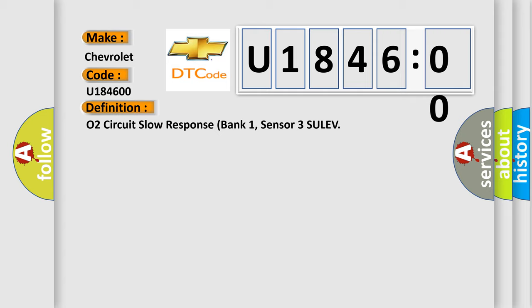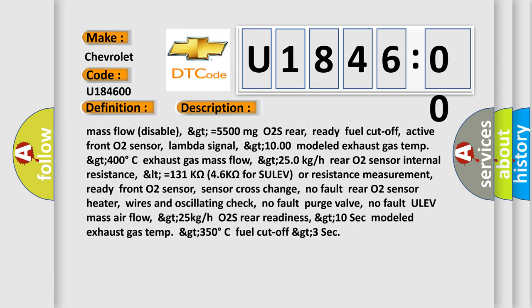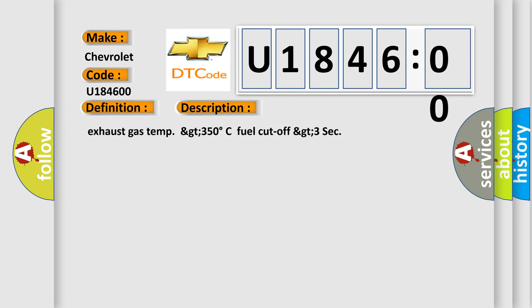ready front. O2 sensor, sensor cross change, no fault rear. O2 sensor heater, wires and oscillating check, no fault, purge valve, no fault, ULEV mass air flow, GT 25 kg. H02S rear readiness, GT 10 sec, modeled exhaust gas temp, GT 350 degrees Celsius, fuel cutoff, GT 3 sec.